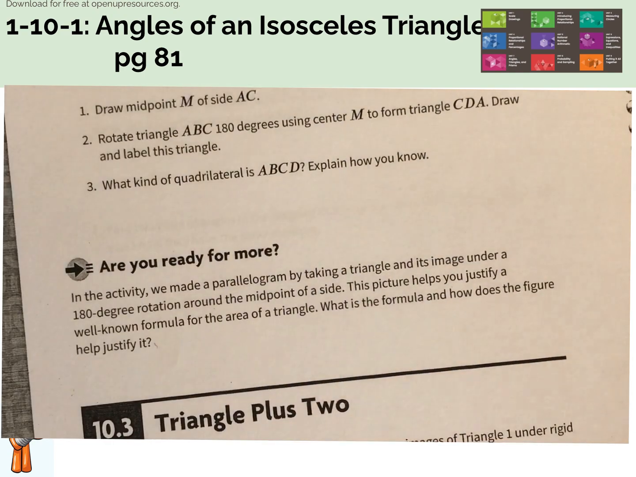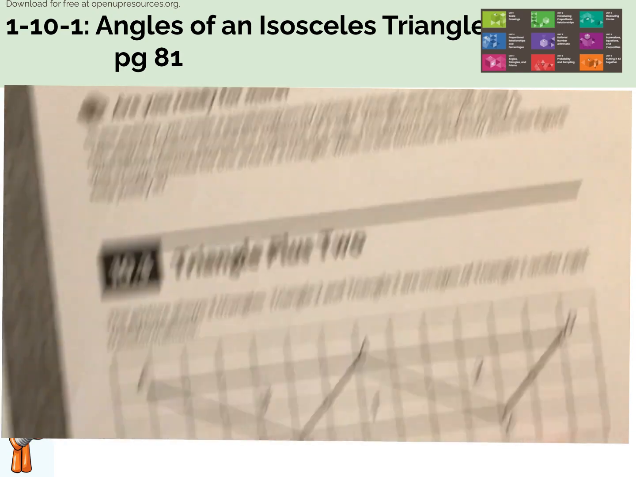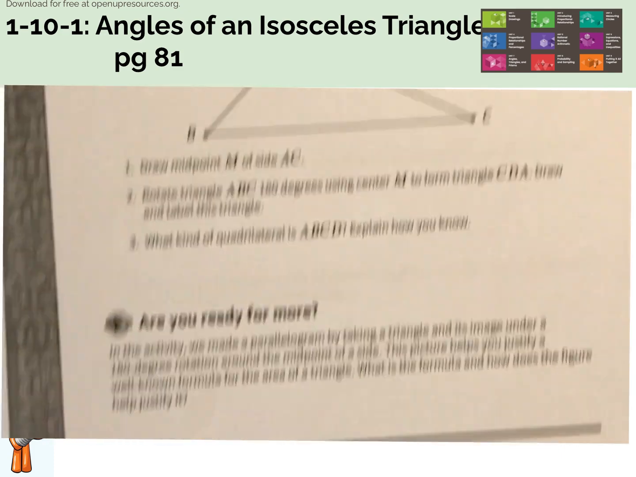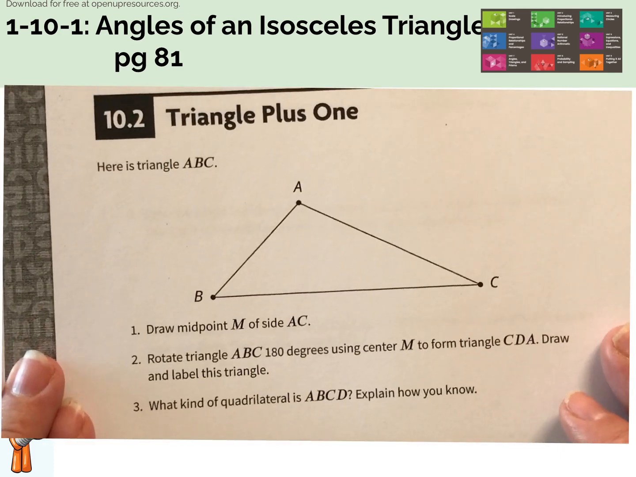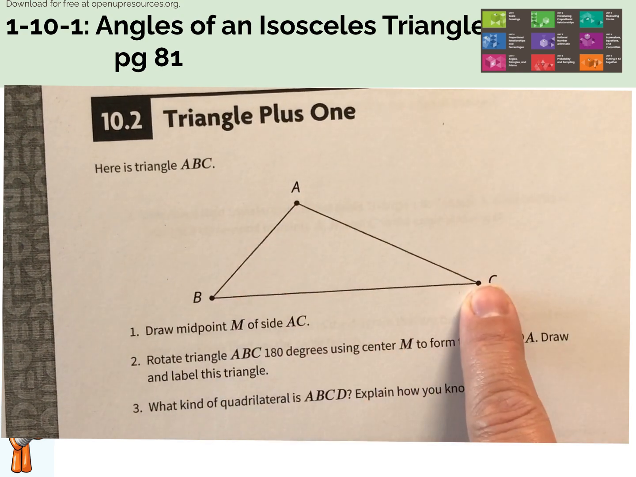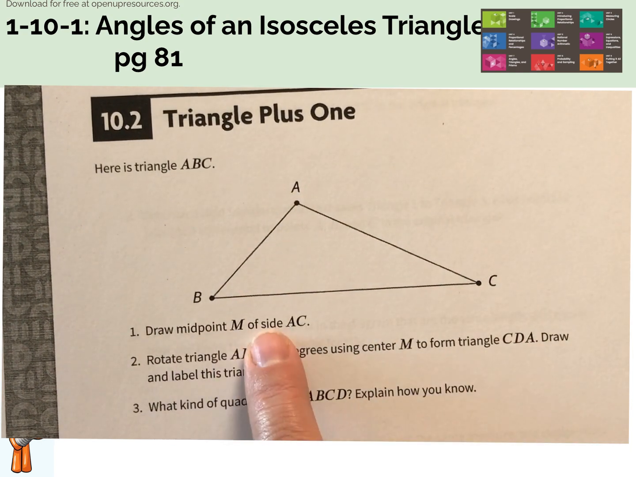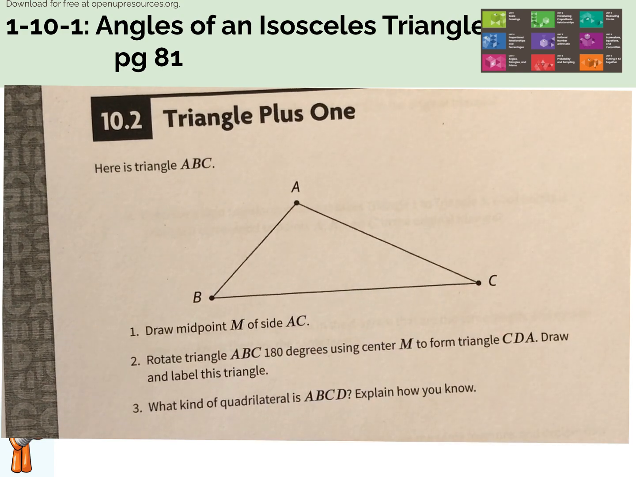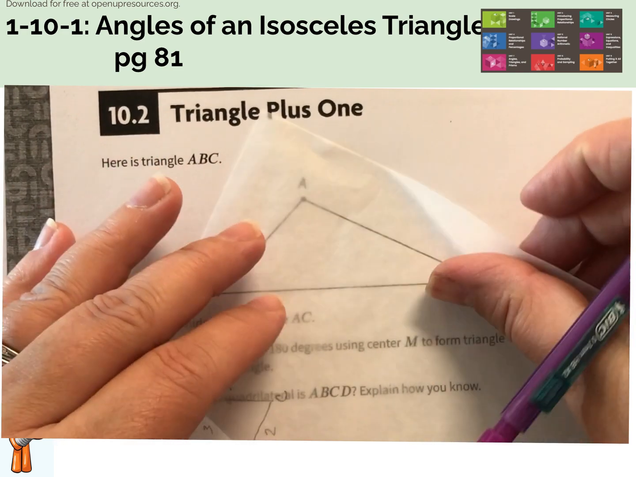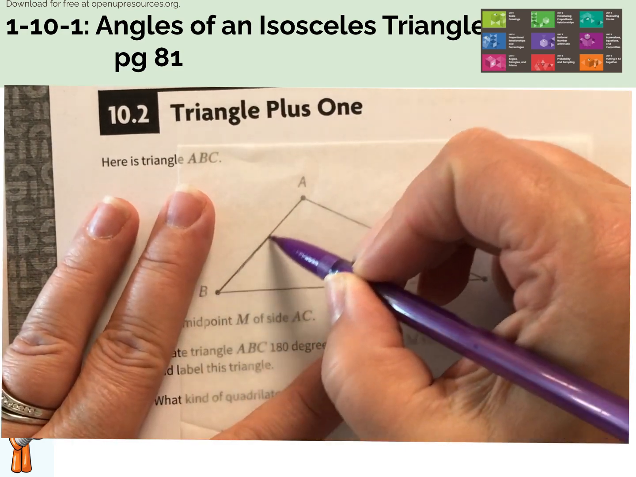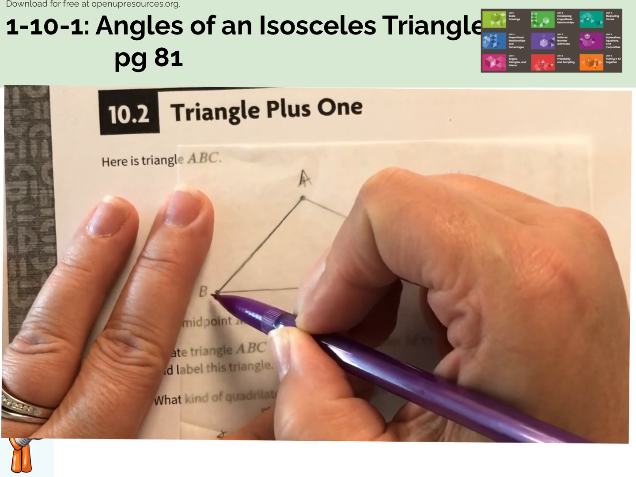So we're gonna look at page 82. I made copies of this. And we're gonna come up here and look at activity 2. It says here is triangle ABC. We're gonna draw a midpoint through AC, okay? So the easiest way I like to do it is I like to trace this triangle. Again, if you need more trace paper, please go get some.